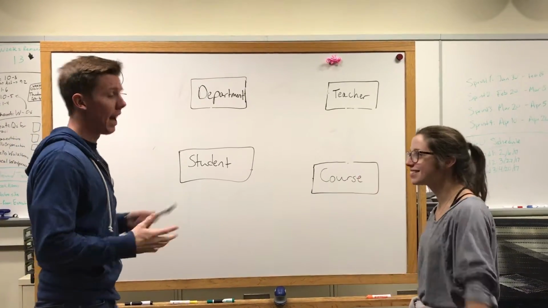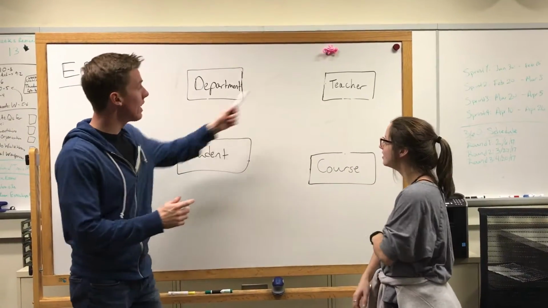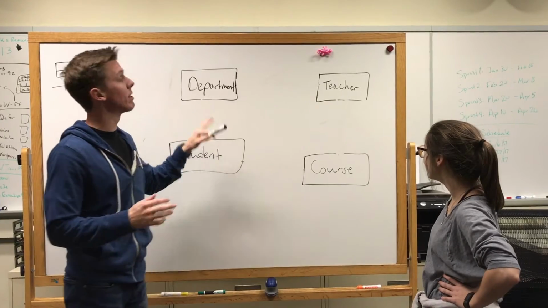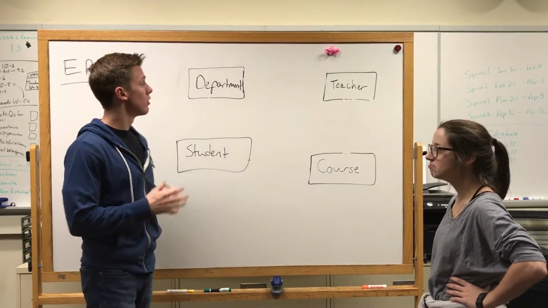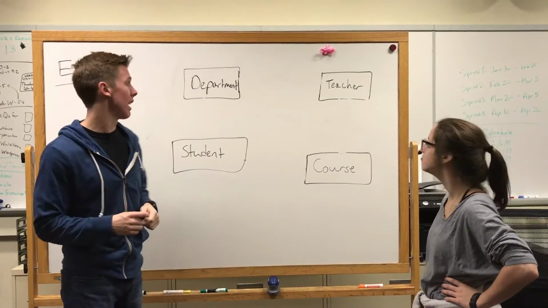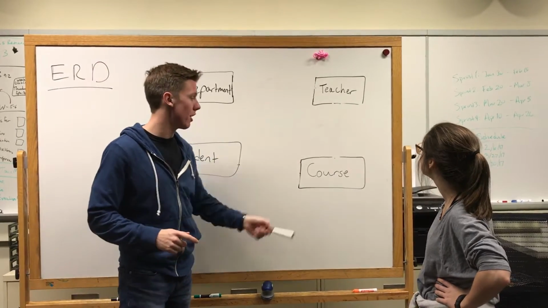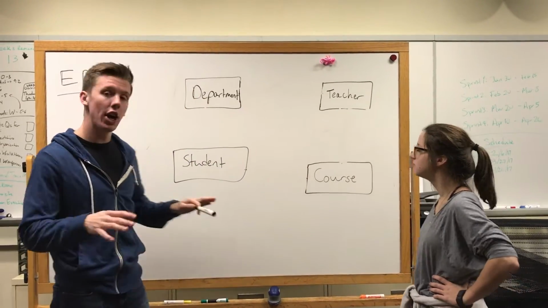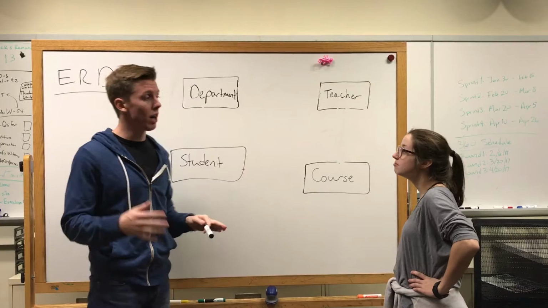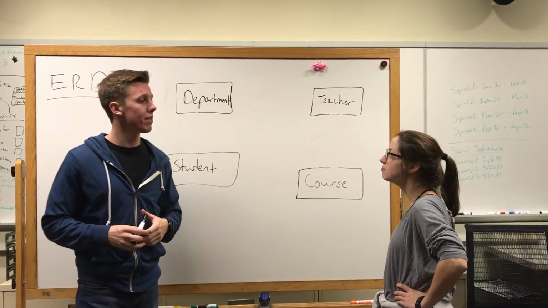Oh, entities. Exactly, entities. Now in an ERD diagram, each of these entities represents a table in your database. So we'll use a UA class schedule, for example. So we've got department, teacher, course, and student. Now currently, none of these are connected, but we'll connect them using relationships.